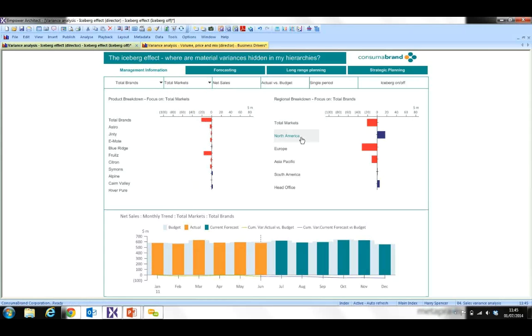And that's broken out by market on the right-hand side of the diagram. So that's saying that I've got unfavorable variances in Europe and Asia Pacific.